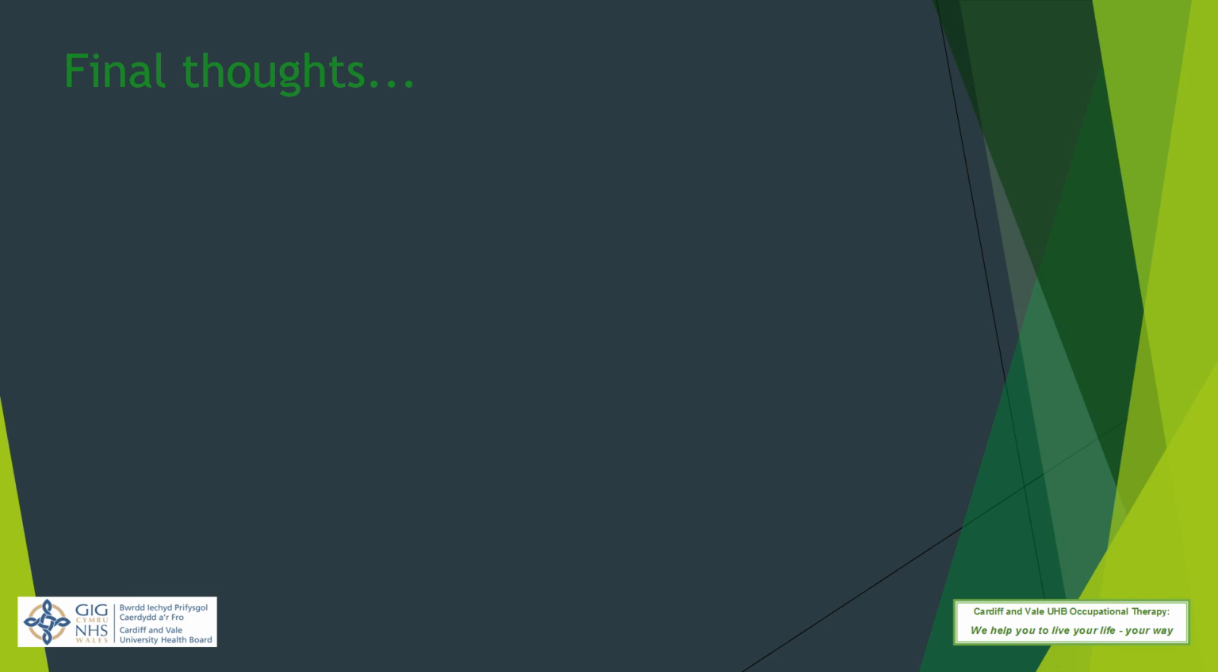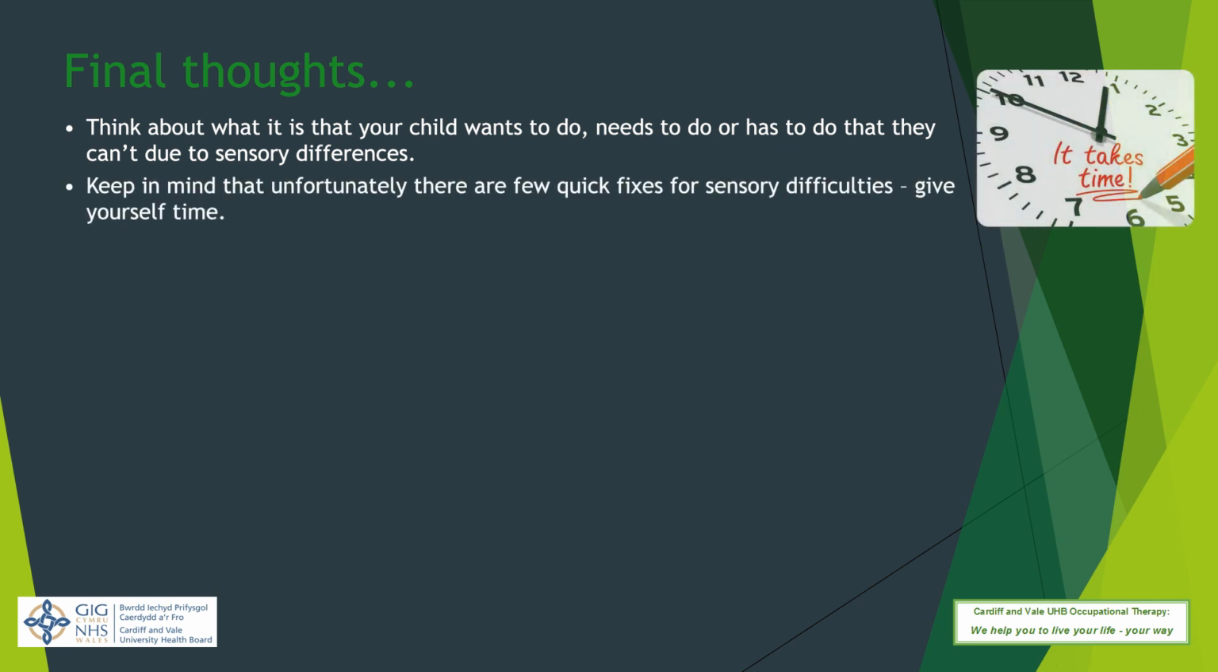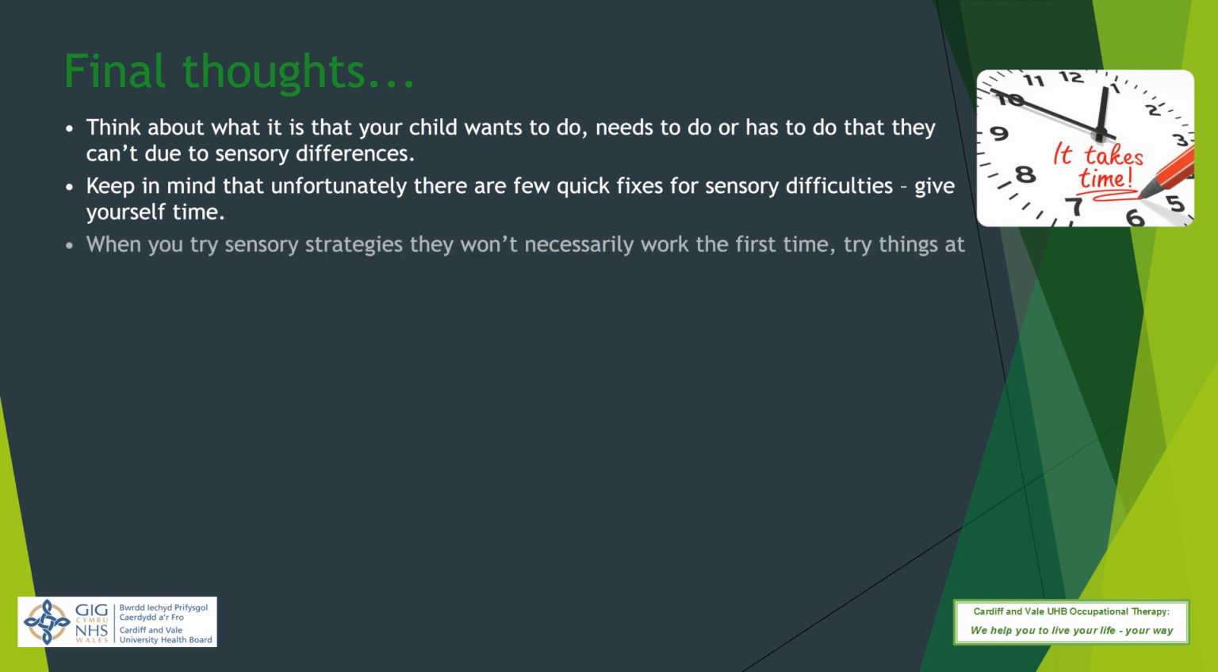In summary, think about what it is that your child wants to do, needs to do, or has to do that is affected or prevented due to sensory differences. Keep in mind that unfortunately there are very few quick fixes for sensory difficulties. Give yourself time. When you try sensory strategies, they won't necessarily work the first time. Make sure the environment is right and try strategies at different times of day and on more than one occasion.